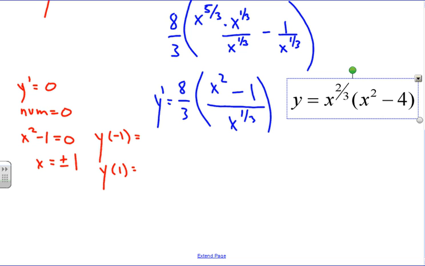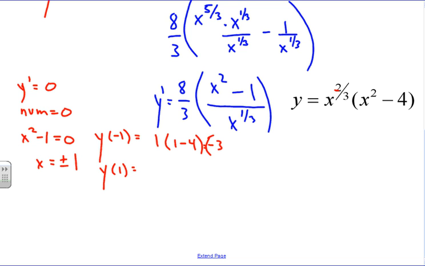All right, we get negative 1, and it's going to be squared, so it'll be positive 1, cube root of it, which is going to be 1, times negative 1 squared, which is 1, minus 4, so that's going to give me negative 3. All right, so we have a value of negative 3. I plug in 1. Once again, we get 1 times 1 minus 4, which happens to be, once again, negative 3. Hey, the same values.